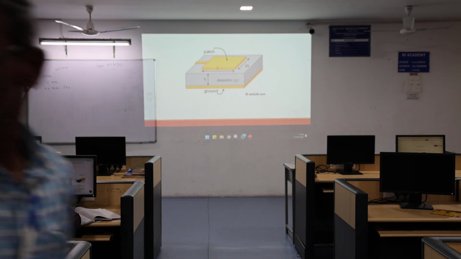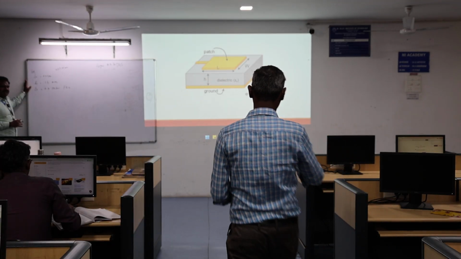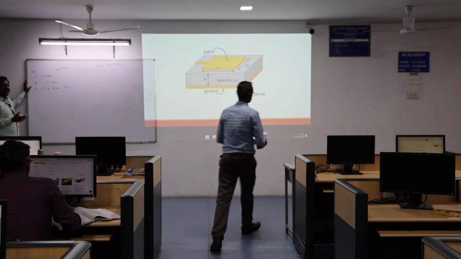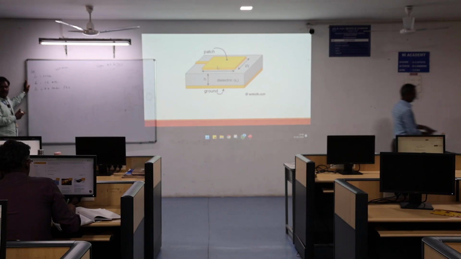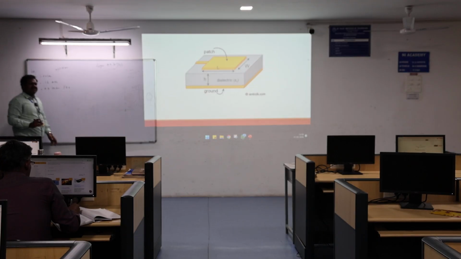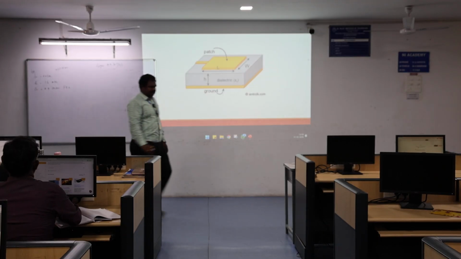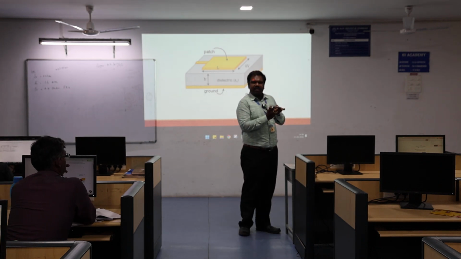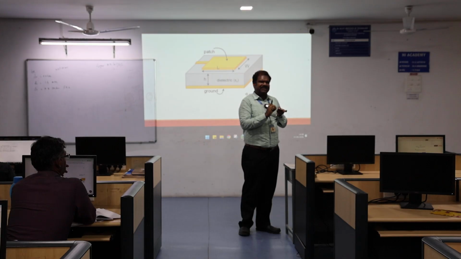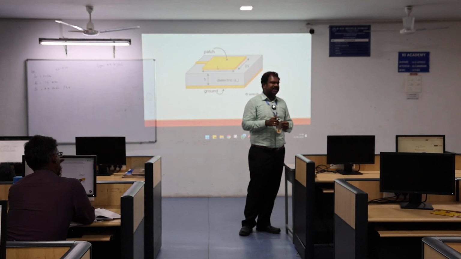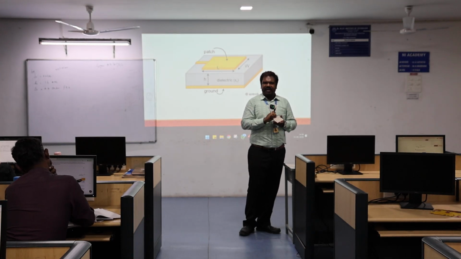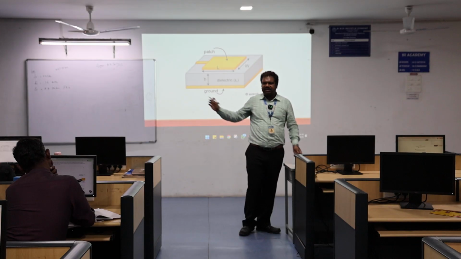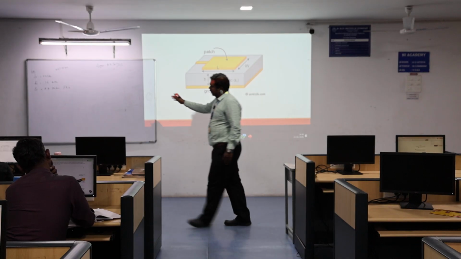I showed what types of materials are available. More than 250 materials are commercially available in the market. So what is the thickness of the antenna? It means the substrate thickness. This is called the height, H, like the thickness of a paper.